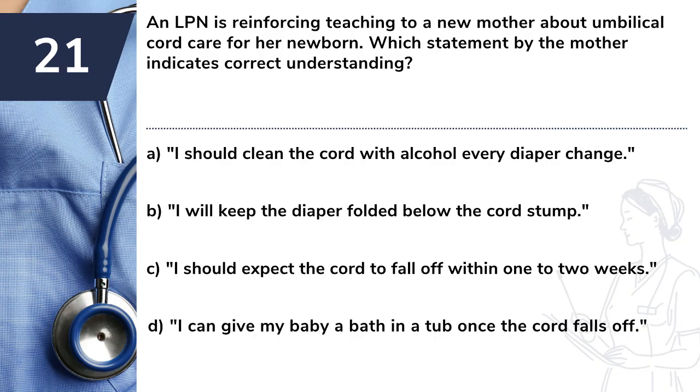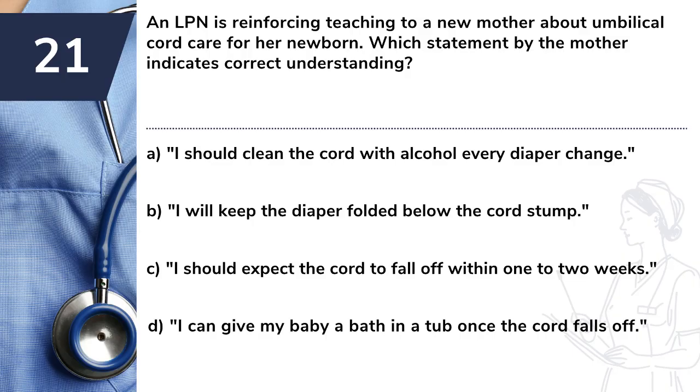Question 21. An LPN is reinforcing teaching to a new mother about umbilical cord care for her newborn. Which statement by the mother indicates correct understanding? A. I should clean the cord with alcohol every diaper change. B. I will keep the diaper folded below the cord stump. C. I should expect the cord to fall off within 1 to 2 weeks. D. I can give my baby a bath in a tub once the cord falls off.